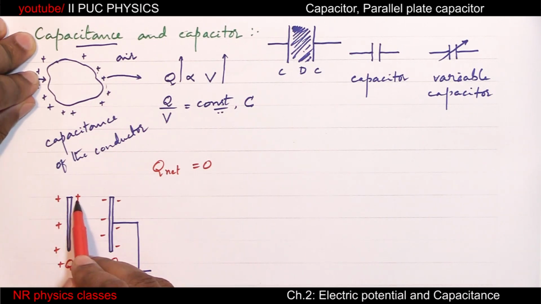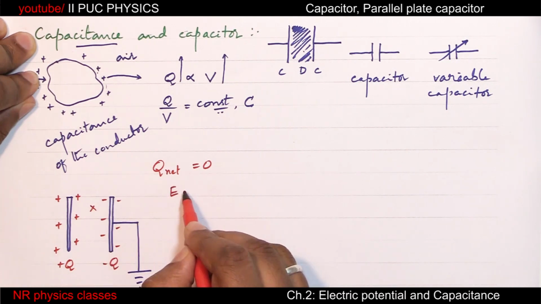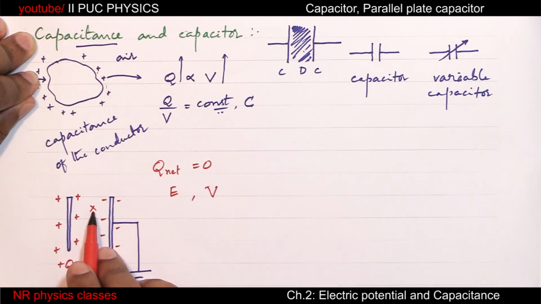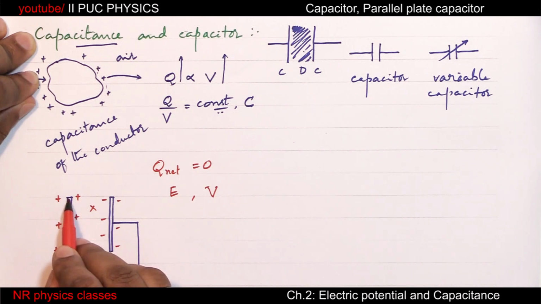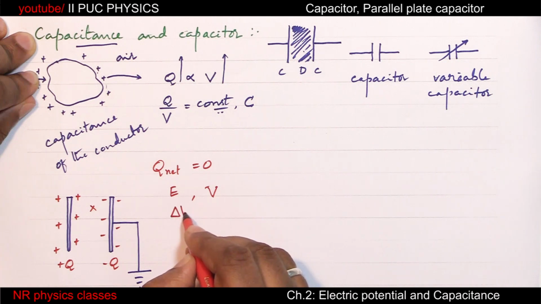Because of positive charge on this plate, there is some electric field. Because of negative charge, there is some electric field. Corresponding to electric field, there is some potential. So we can say that there is some potential at some point or at any point. And we can also say that there is potential difference between these two plates. Potential difference is delta V.